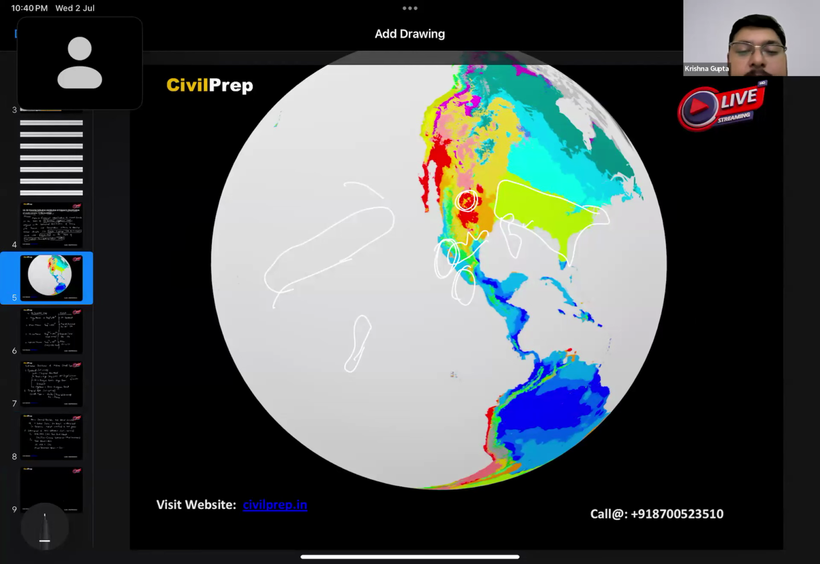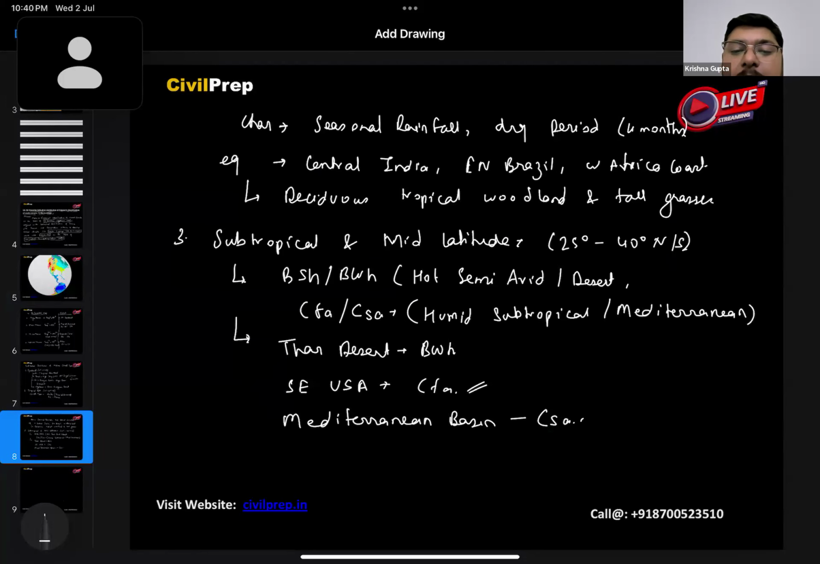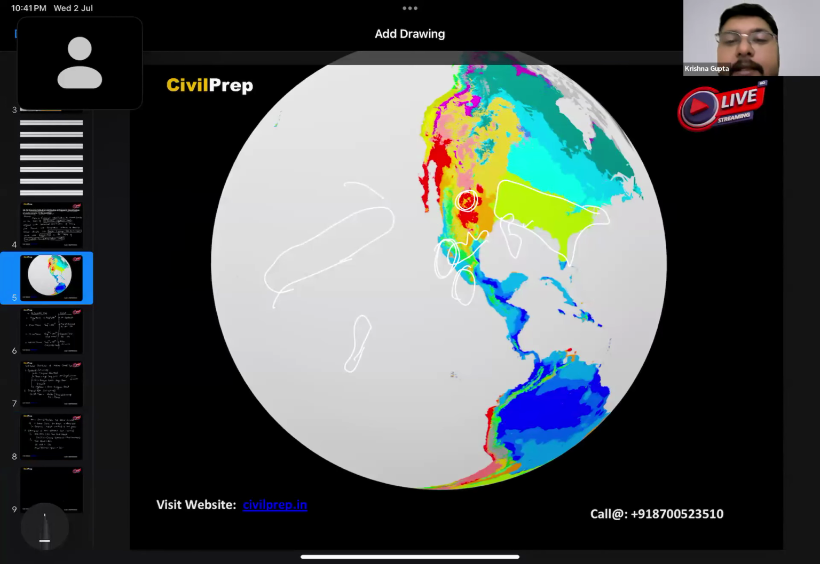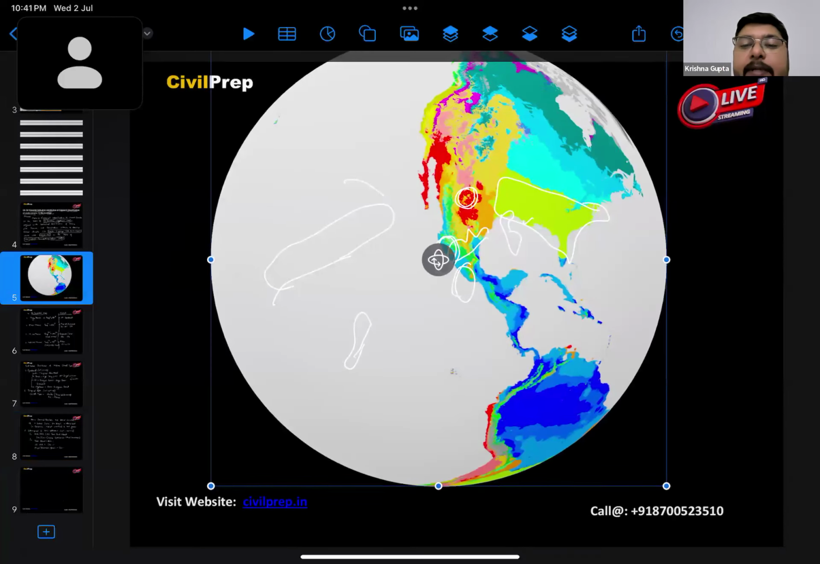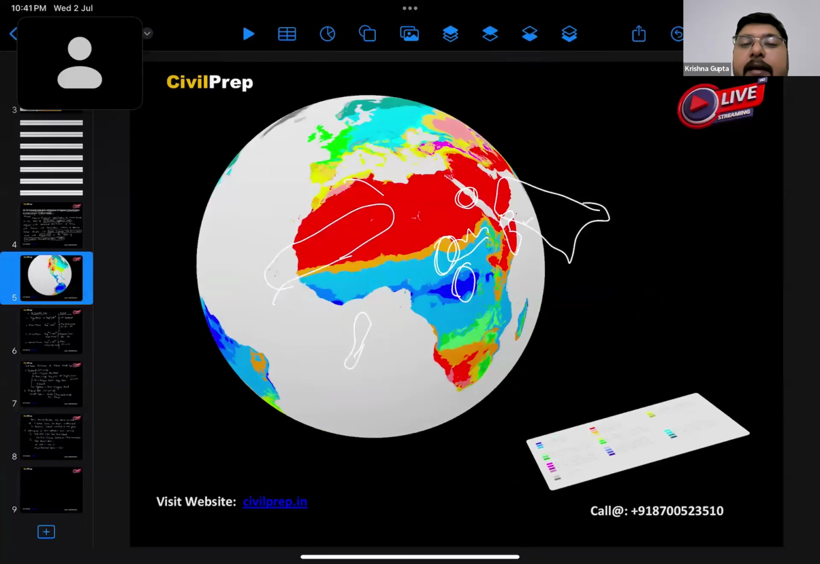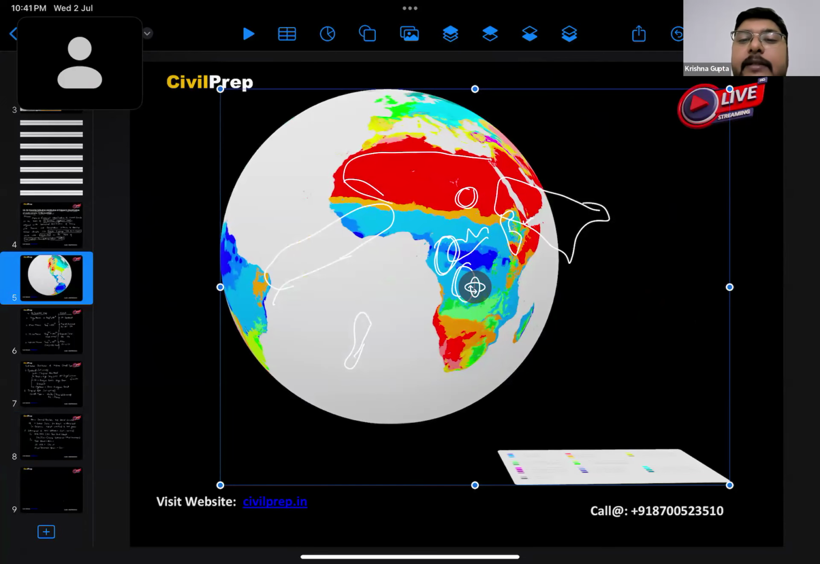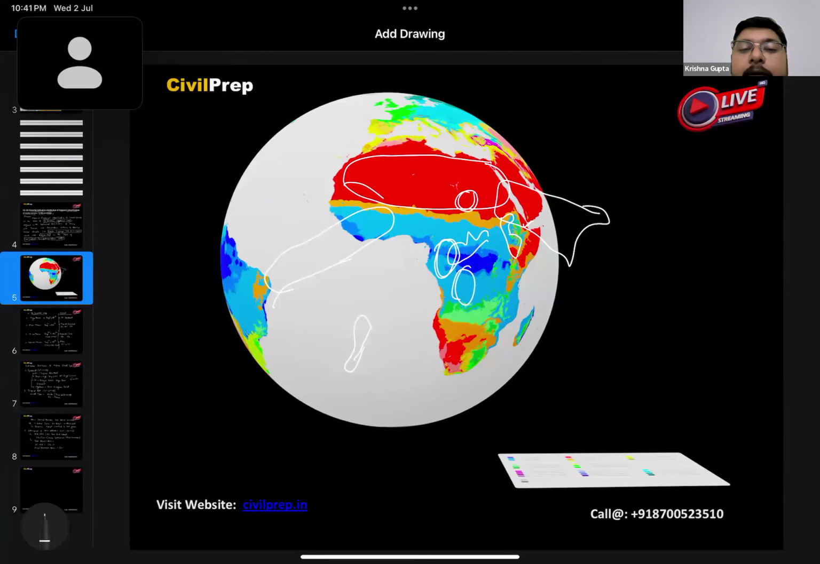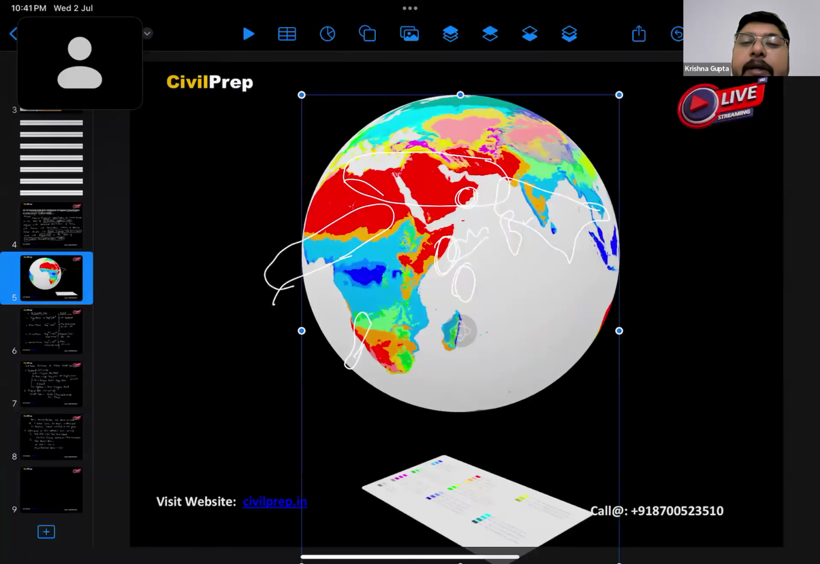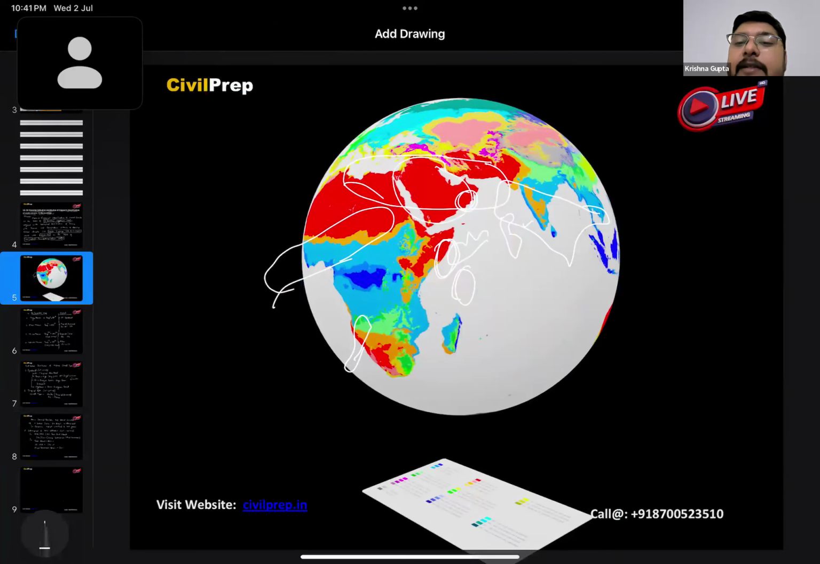Now, apart from this, we'll also be seeing we have desert type of climate. So desert climate we can see here, it is present in the region of Sahara. So this is complete desert. Okay. If you look at the region here, the complete Middle East is also desert, and the Thar Desert of India is also desert here.